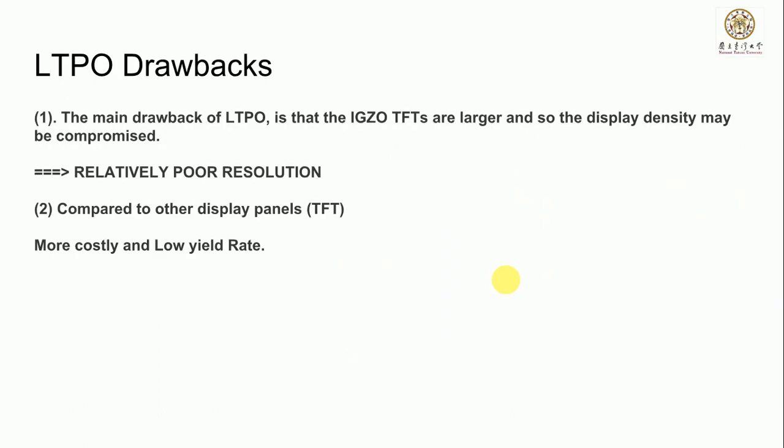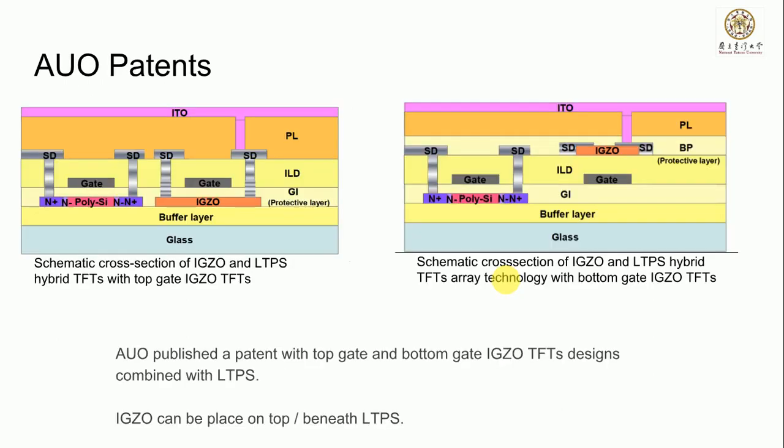Now, when we consider the LTPO drawbacks, the main drawback is that IGZO TFTs are larger, so the display density has to be compromised, which will lead to relatively poor resolution. And when we compare with other display panels, they are more costly and also have a low yield rate. Now we'll be discussing various patents.